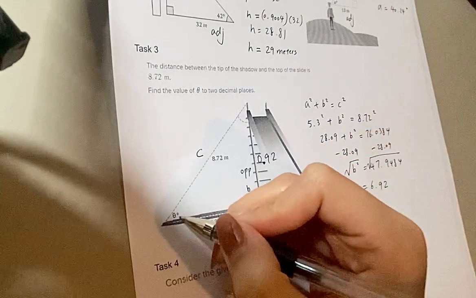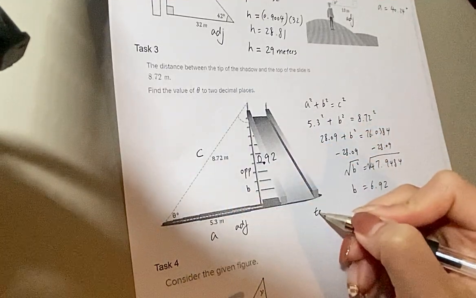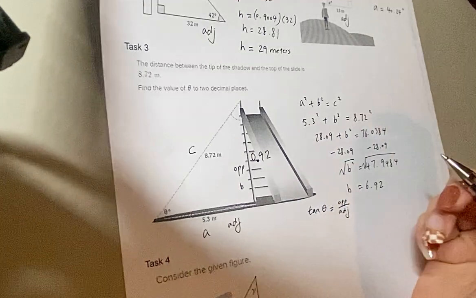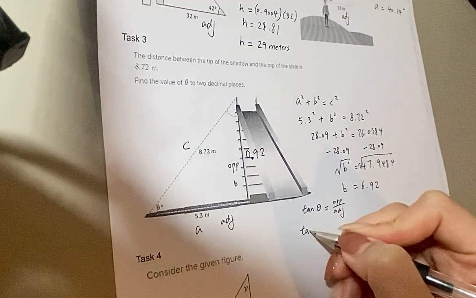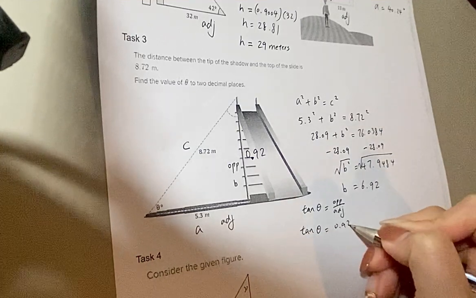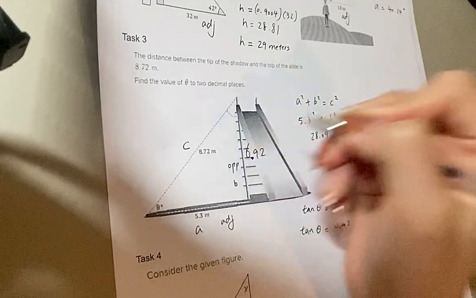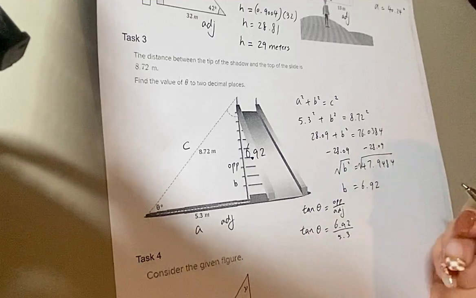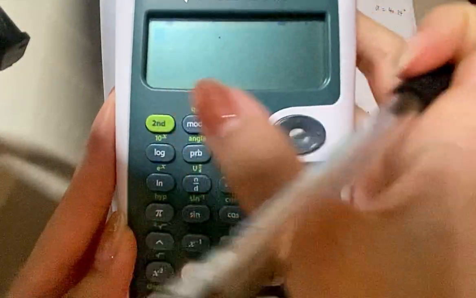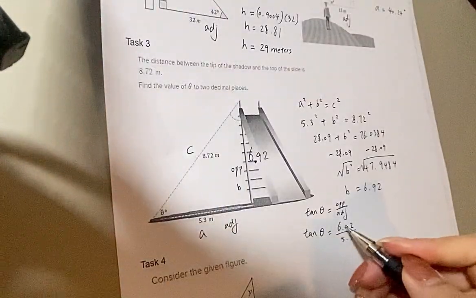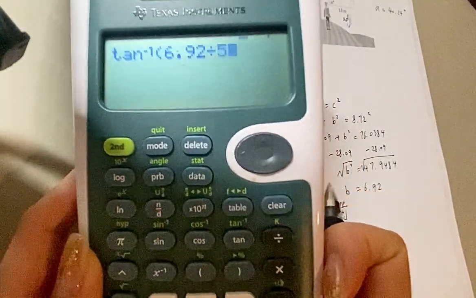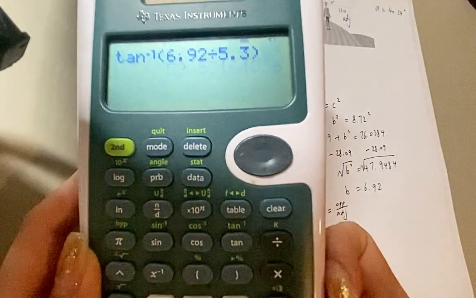So now we want to find this angle. So we can set it up as tangent of theta equals opposite over adjacent. And it would be tangent of theta equals, I mean, 6.92 over 5.3. So we can plug it into the calculator by using second, tan, and then we will put in this ratio to get the angle. So 6.92 divided by 5.3. Okay, so 52.55 is the angle.